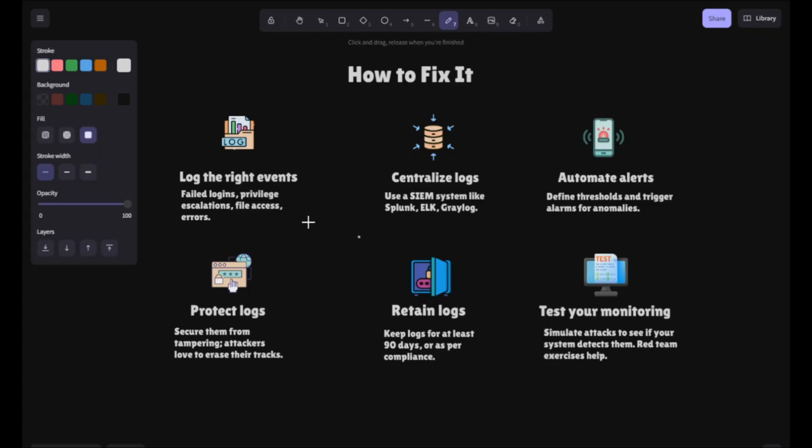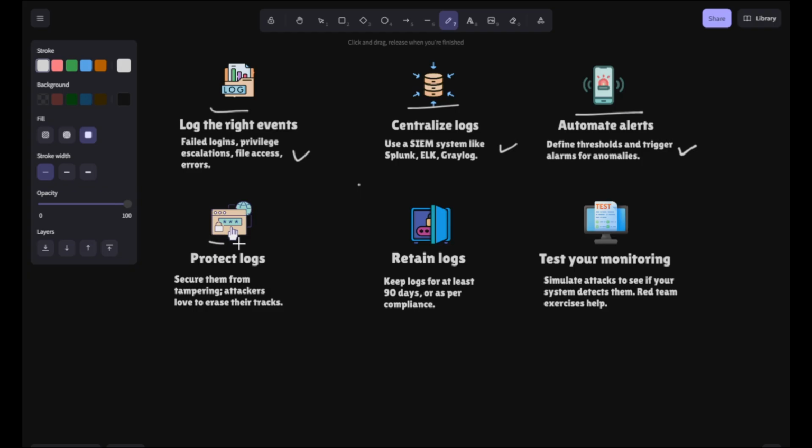How to fix it? Here are concrete steps to prevent logging and monitoring failures. 1. Log the right events: failed logins, privilege escalations, file access, errors. 2. Centralize logs. Use a SIEM, security event management system like Splunk, ELK, Graylog. 3. Automate alerts. Define thresholds and trigger alarms for anomalies. 4. Protect logs. Secure them from tampering. Attackers love to erase their tracks.